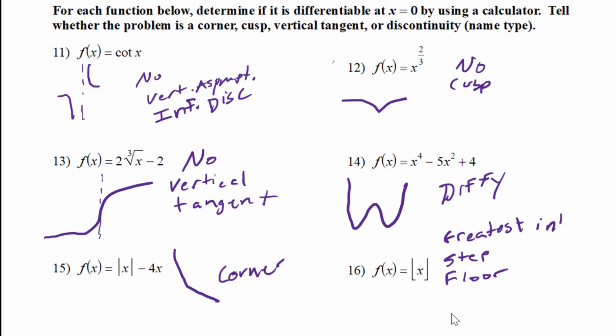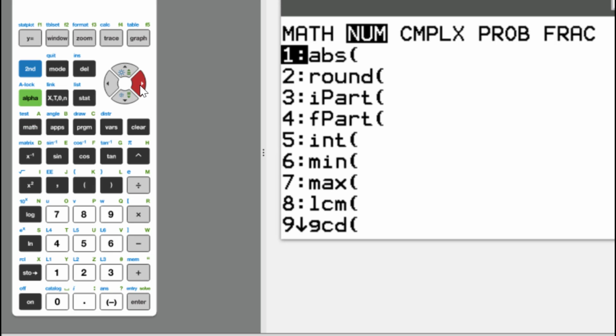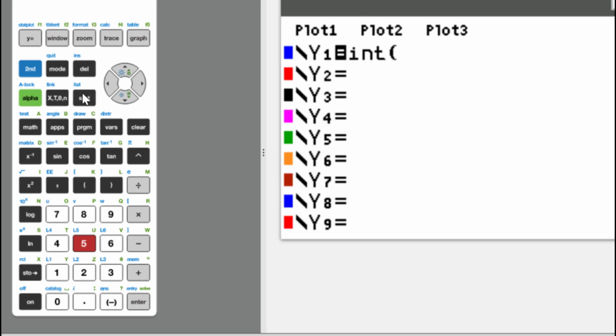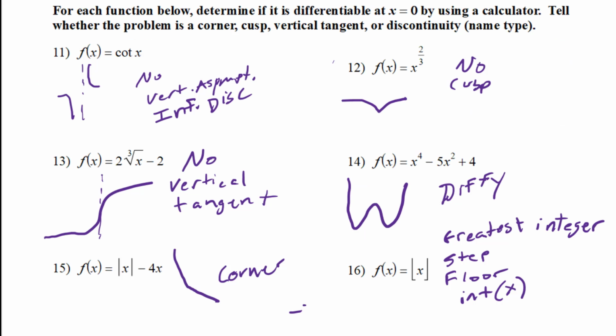Gives us the greatest integer less than or equal to whatever the input is. When we go to the calculator, it's going to look like int. So let's go ahead and type it in. When we go to math, go to num, and it's down at number 5, int of x, graph, and you can see it looks like stair steps. So this one is not differentiable because we have a jump discontinuity at x equals 0.